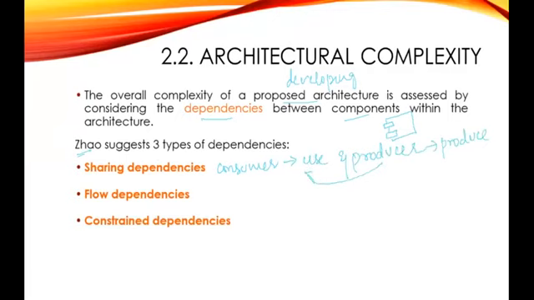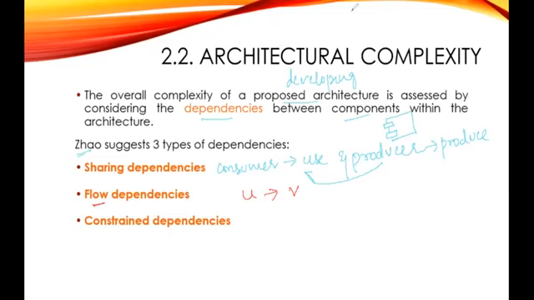Coming on to the second dependency, that is flow dependency. Now flow dependency, by the name itself, if suppose we take an example, you have got 2 components, one component is U and another component is V. If U needs to complete the execution before control flows into V, that is the output of U needs to be given as input to V, or U is communicating with V by using different parameters, then it says that there exists a flow dependency between U and V.